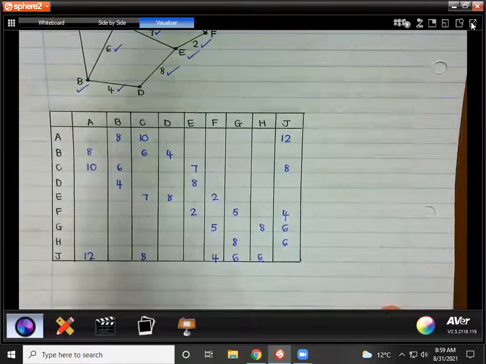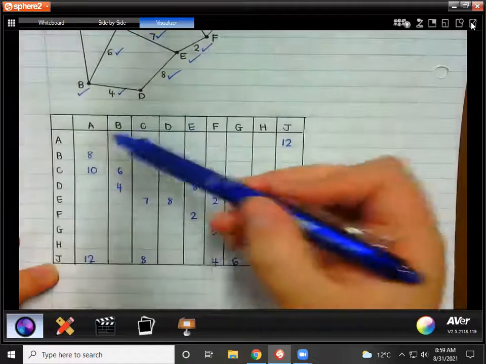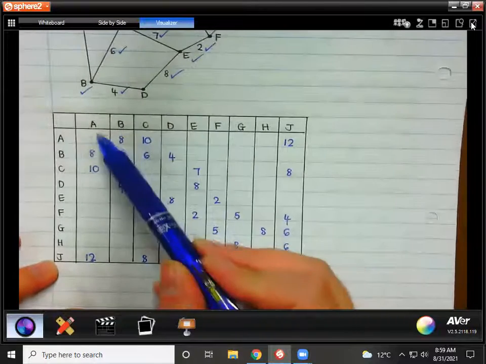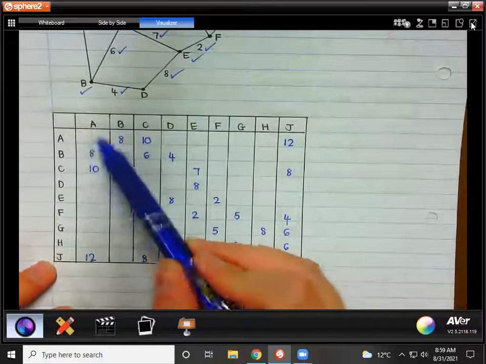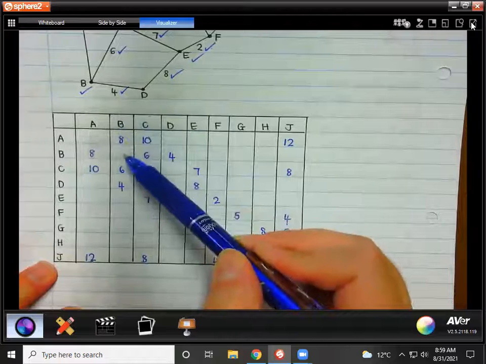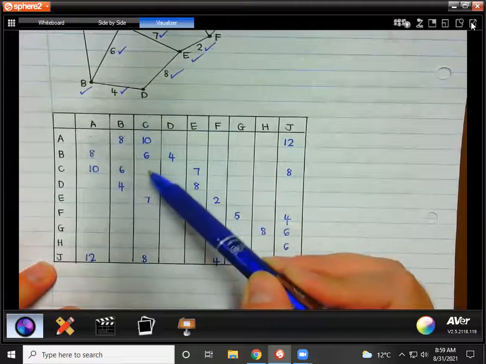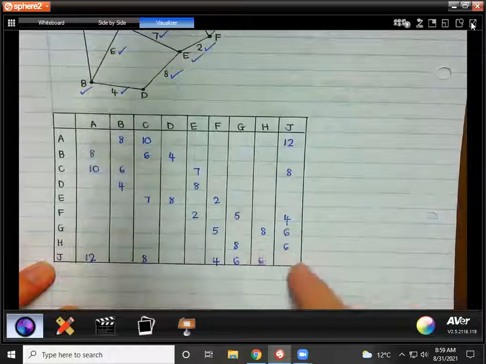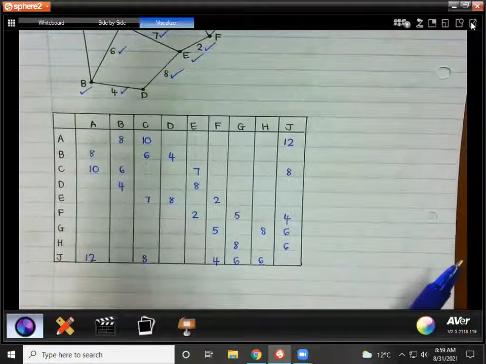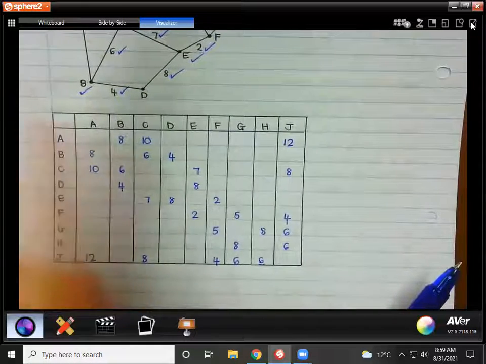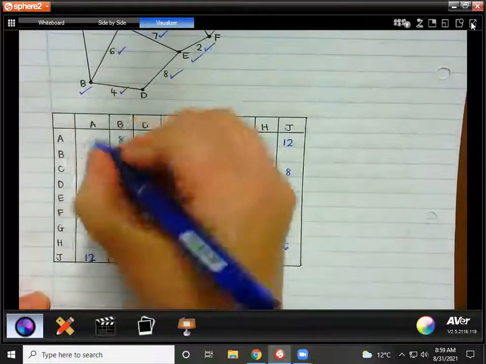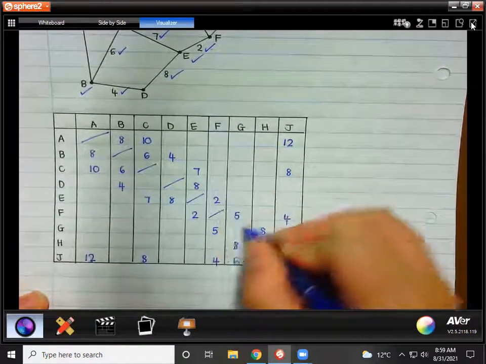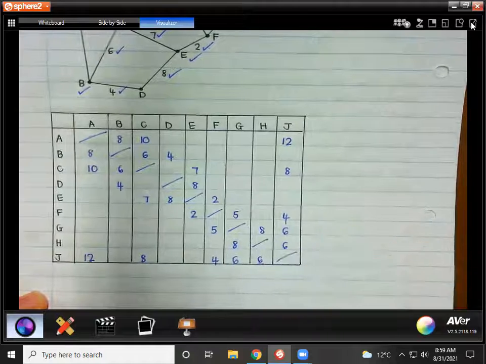Guys, what you should notice is that there will never be numbers in this leading diagonal, all right? Because vertex A can't be connected to vertex A, and vertex B can't be connected to vertex B. C can't be connected to C, and so on. So if you have something in your leading diagonal, you must have matched them up incorrectly, okay? So that must always be blank. You can, if you want, draw a dash through it, but you can also just leave it blank. You don't have to do dashes there.